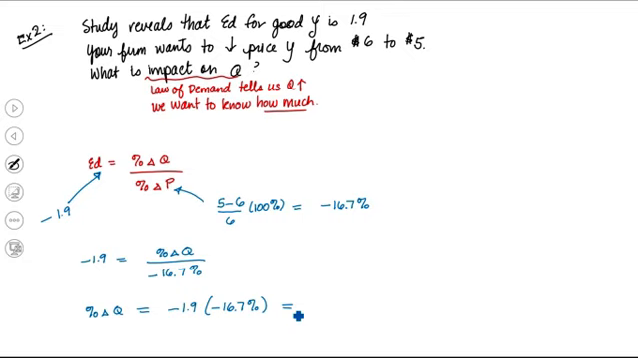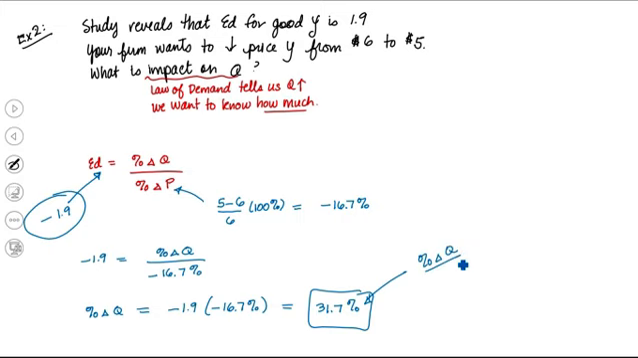So what do I get? What do I get, guys? What's the answer? 31.7%. So what have we just learned? If we change our price from 6 to 5, given that consumers have an elasticity of 1.9, then the percent change in quantity is going to be 31.7%.